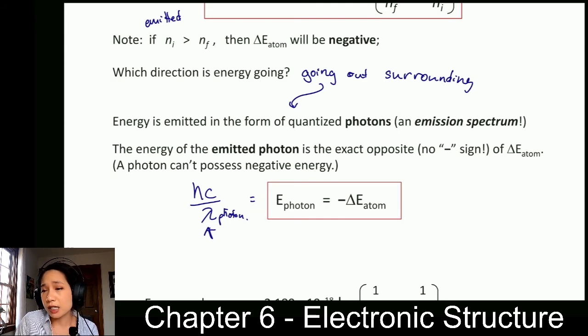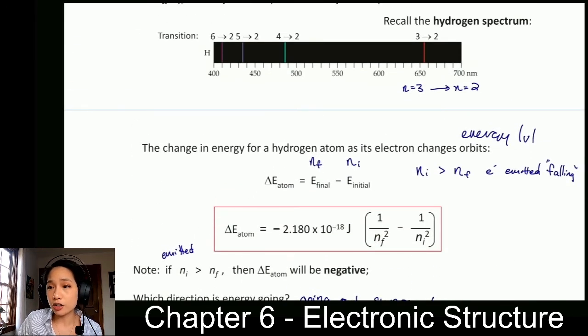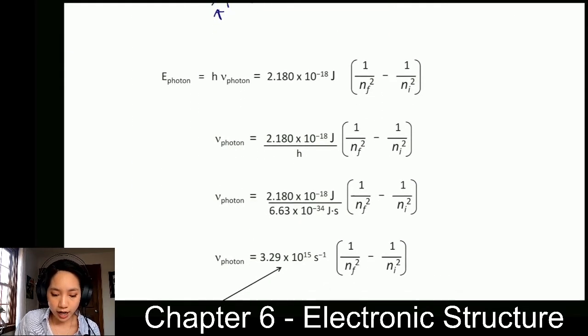Essentially, it's a positive energy for the energy of the photon because that photon's being emitted. So that's why there's a negative sign on our delta E energy of the atom. And then we can go ahead and calculate the wavelength of that photon. And those wavelengths should correspond to the colors that we see on the hydrogen line spectrum.